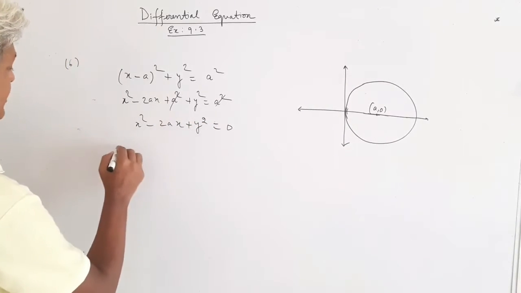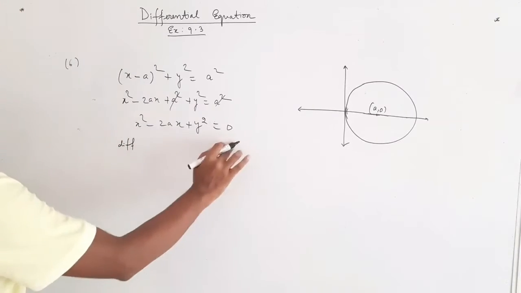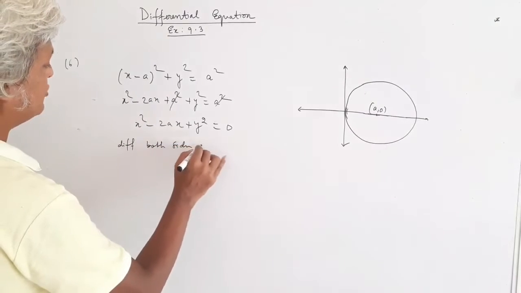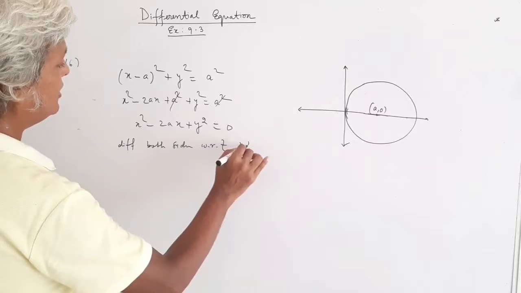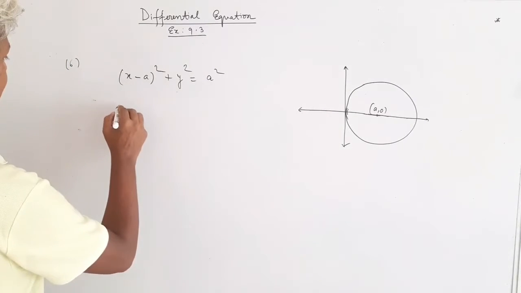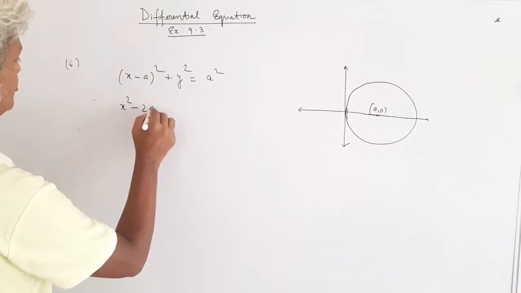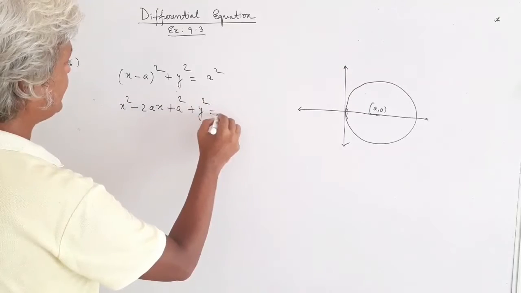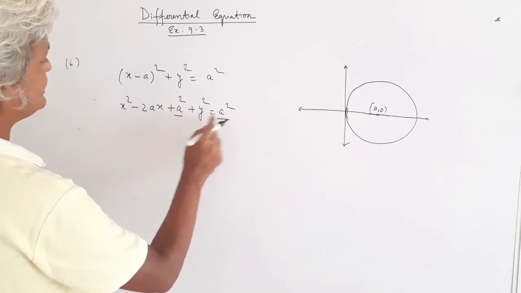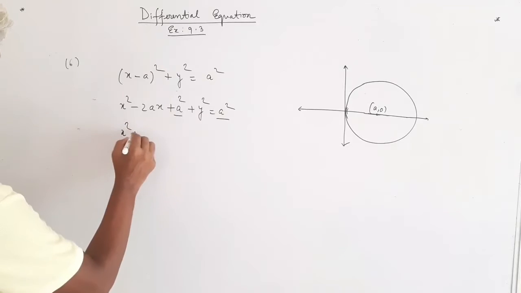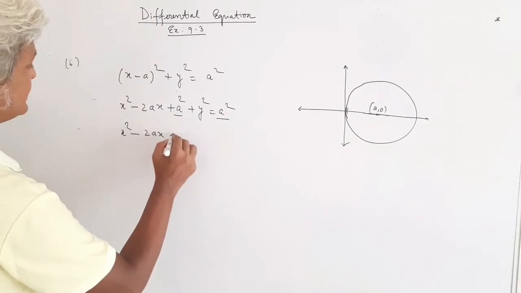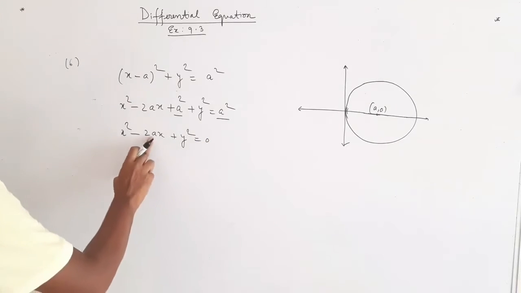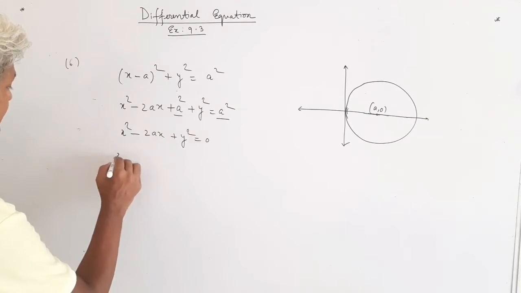It means we have to differentiate it only one time. So what to do? Now differentiate this implicit relation once, differentiate both sides with respect to x. I expand this equation, I get x² − 2ax + a² + y² = a². Now this a² cancels, we have x² − 2ax + y² = 0. Now I differentiate this equation to eliminate this a, then what do I get?